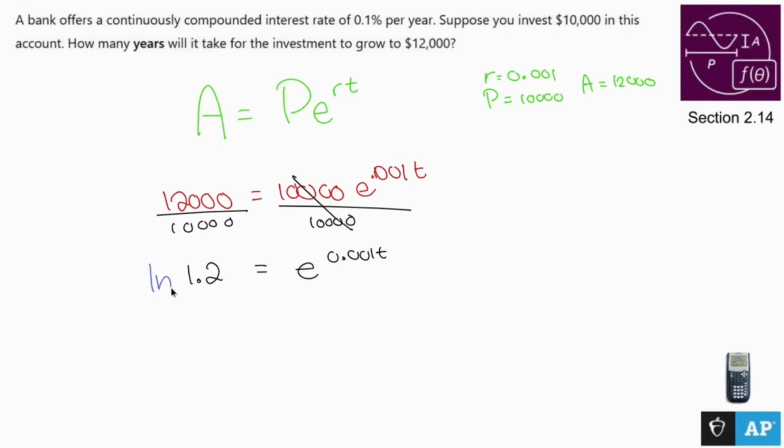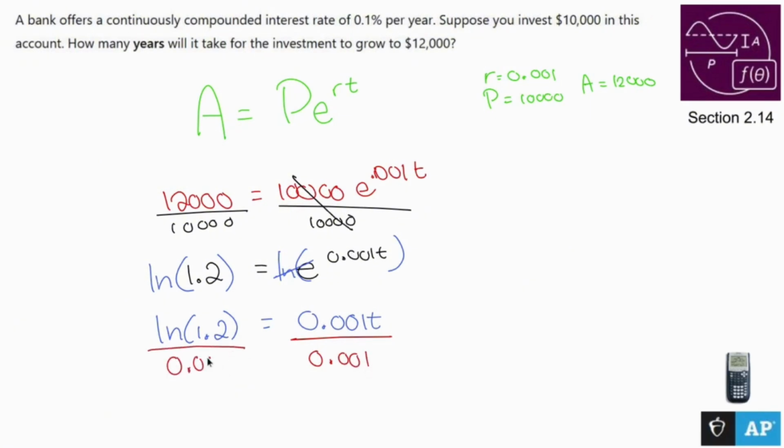Now, in order to solve for t, I need to get rid of that e, which involves me ln'ing both sides. So I'm going to ln both sides. That crosses the e out and drops down 0.001t. I don't know what ln of 1.2 is, I'll get there when I get there. But what I'm going to do is divide everything by 0.001, and now what I need to do is plug into my calculator ln of 1.2 divided by 0.001.